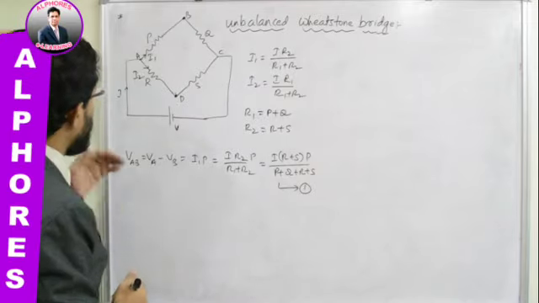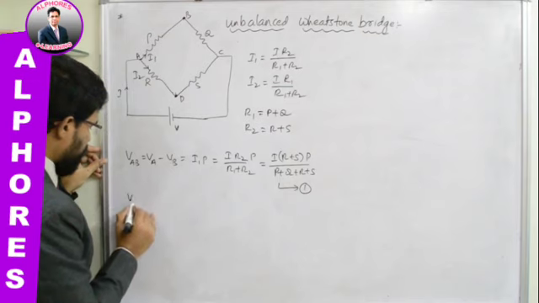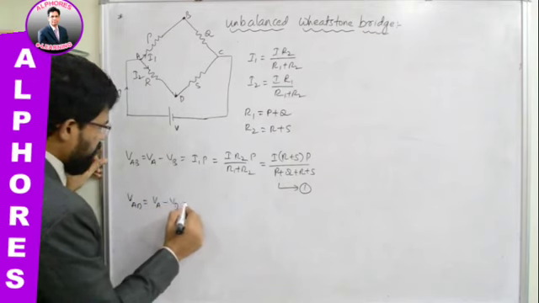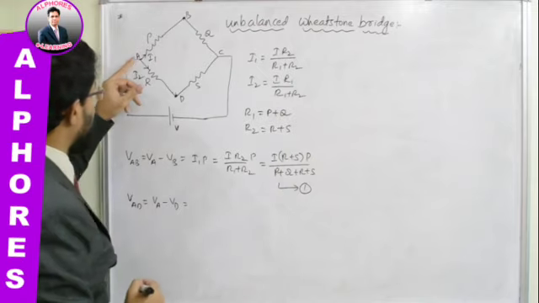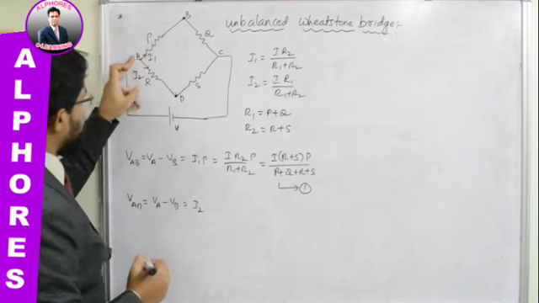Similarly, let us try to find out the potential difference between point A and D. VAD, I'll write it as VA minus VD, which is equal to how much? Current passing through this branch is I2 multiplied with the resistance between these 2 points.